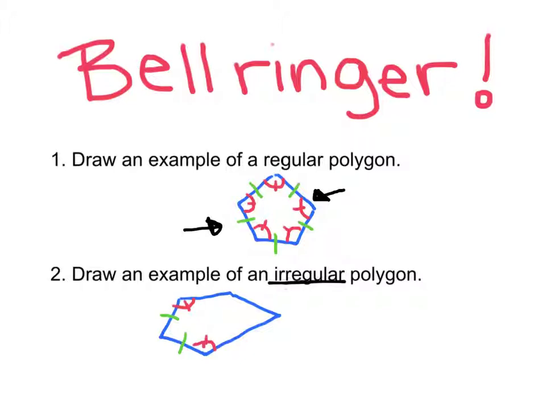For my irregular polygon, we know that the angles and sides are not the same, and you can see that in my shape because I only marked that 2 of my sides were congruent with my green tally marks and 2 angles were congruent with my red tally marks. And this angle right here is definitely much smaller than those other ones, and this line right here is definitely much longer than some of my other lines. Please, if you did your bell ringer incorrectly, fix it now, and when you're ready, move on.